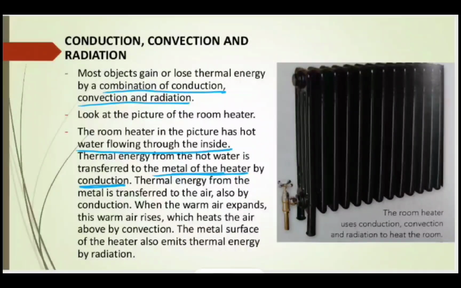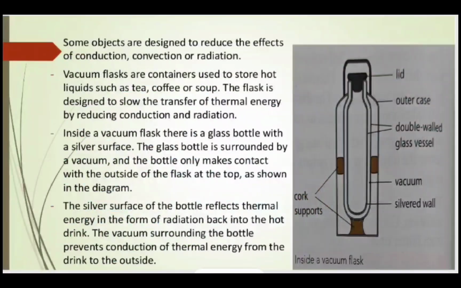Thermal energy from the metal is transferred into the air, also by conduction. Whenever the air particles come in contact with the metal layer, they are coming in contact, so even that is happening through conduction. When the warm air expands, it spreads out and rises, which heats up the air above it by convection. Then again there becomes an intermediate layer. A layer of cool air comes in contact again with the metal layer. The metal surface of the heater also emits radiation. Everything gives out radiation once it becomes warm. Children, so it's a combination.